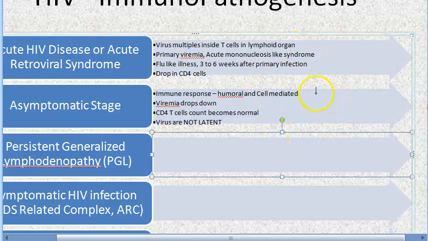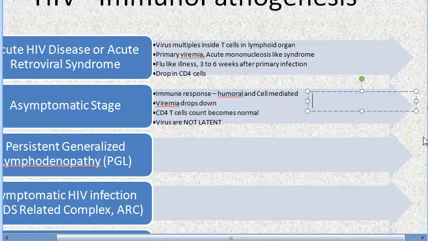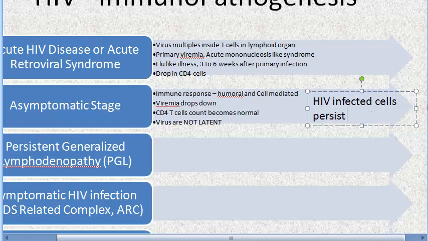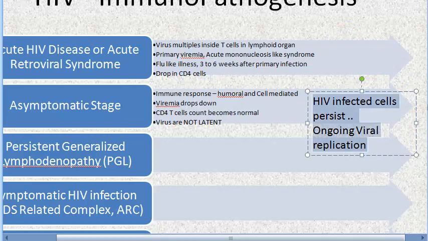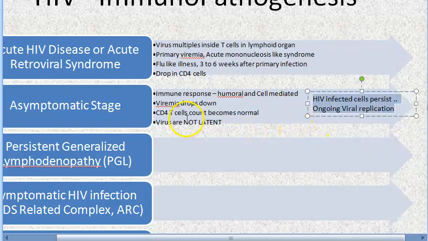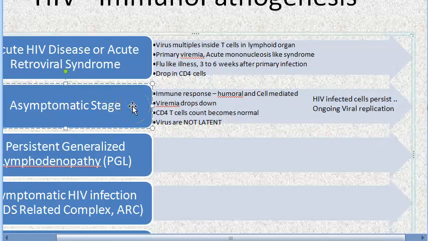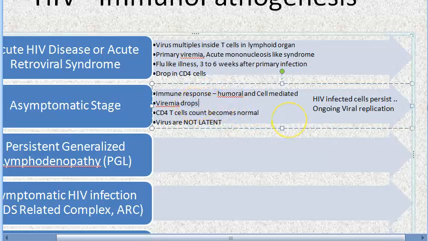So basically what happens? The HIV infected cells persist in the lymph nodes and there is ongoing viral replication. It's happening. The virus is silently replicating. Remember, only clinically it is asymptomatic. Clinically it is latent. Now viremia drops down. Viremia reduces.